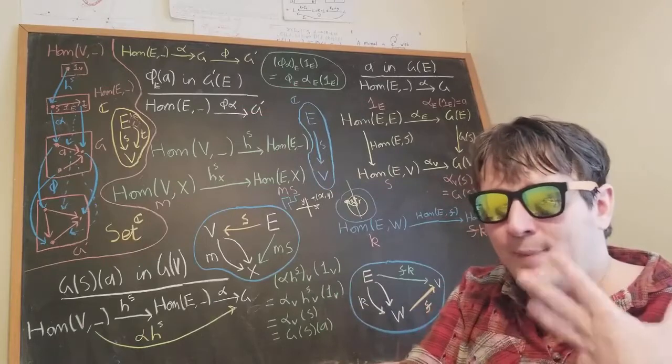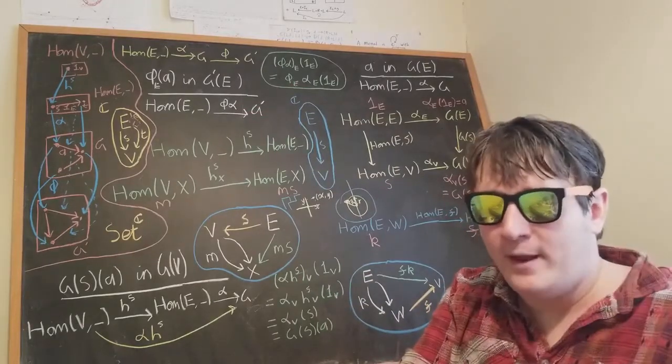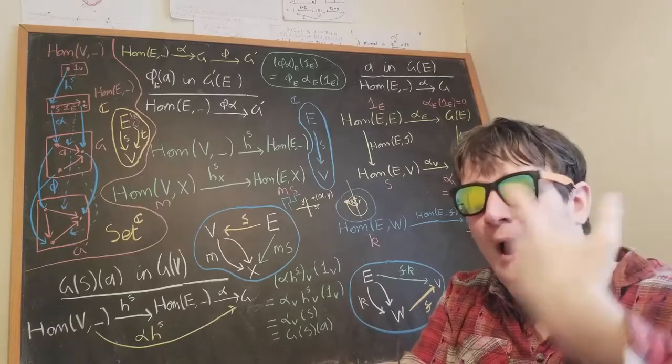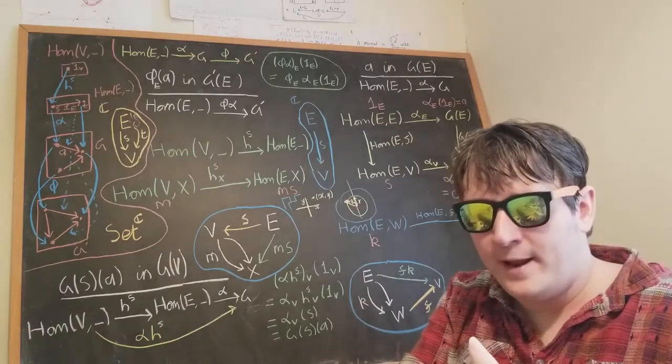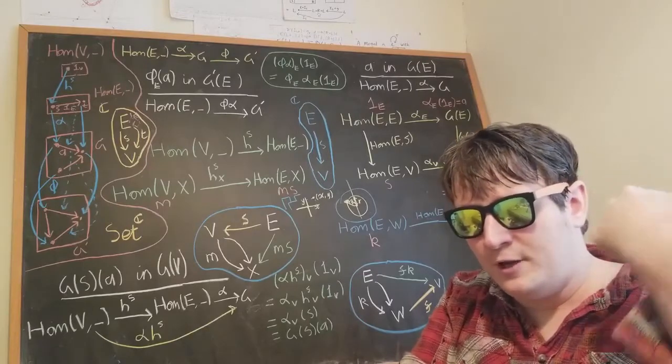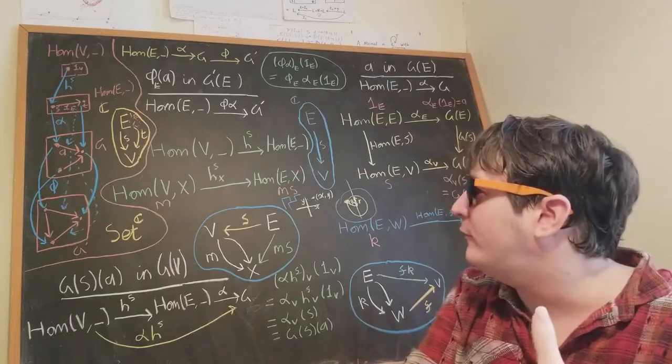And the cool thing about this H to the power of S thing is that composing some arrow alpha with it is corresponding to doing this kind of S action on one of these E-type elements.